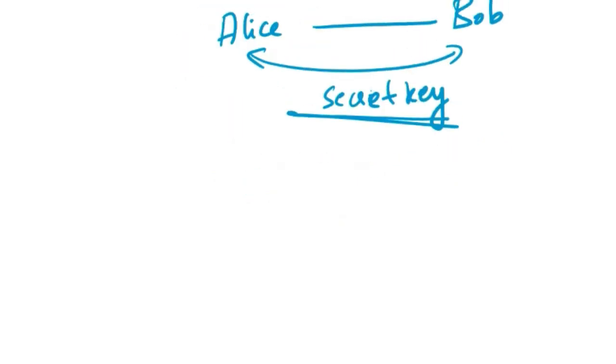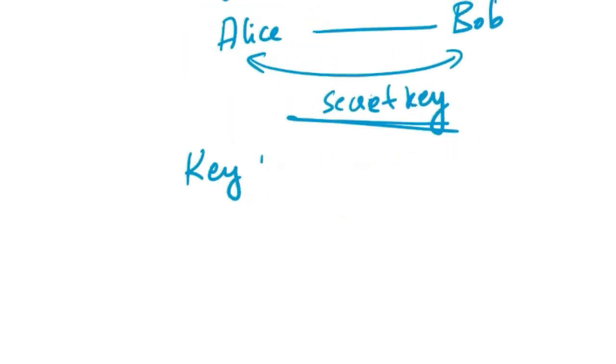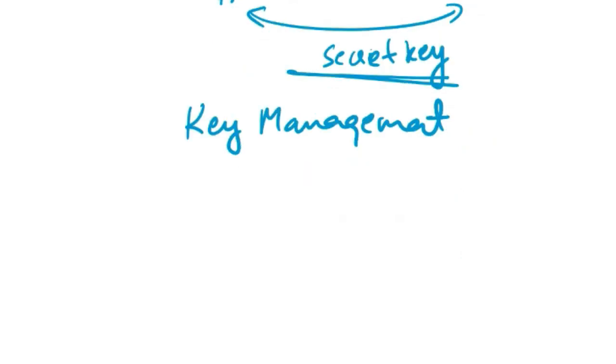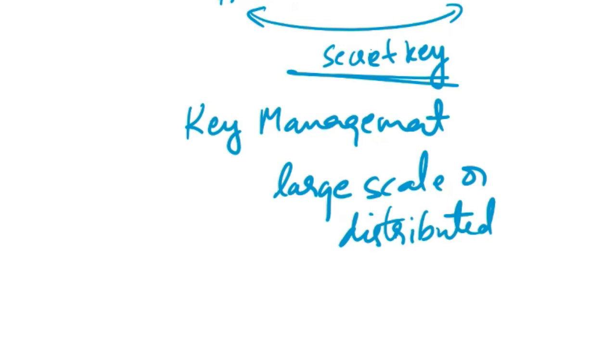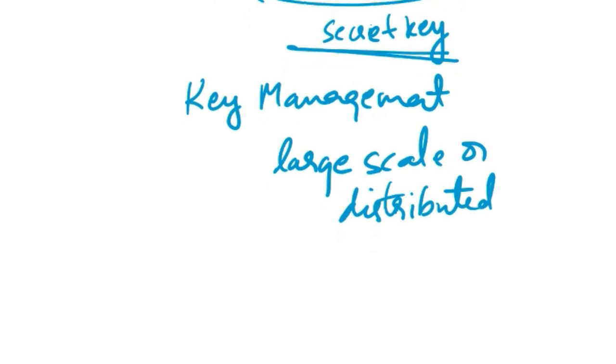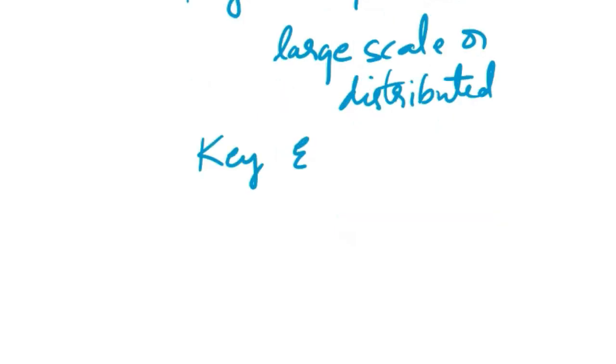Next disadvantage is related to key management. While symmetric key management is simpler than asymmetric key management, it can still be challenging in large scale or distributed systems. Proper key management practices such as key rotation and secure storage are necessary to maintain the security of the encryption key. Next is key exchange.